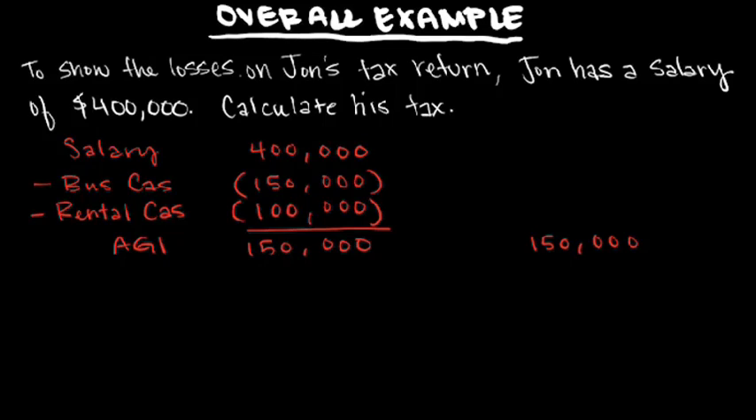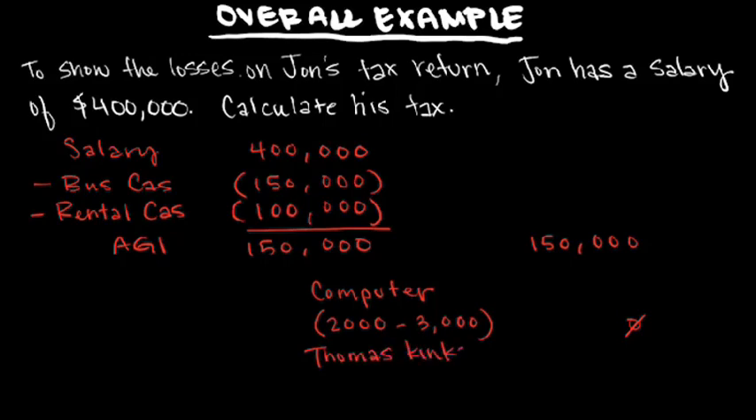The first is from his computer. We know that we could take a loss of $2,000, but it is subject to a 2% of AGI limitation. 2% of AGI is $3,000, and therefore he does not get to take a loss for the computer as a result of it being treated as a miscellaneous itemized deduction subject to the 2% of AGI limitation. Now, let's take a look at the Thomas Kincaids. Because they are an investment, they are not subject to the 2% of AGI limitation for this miscellaneous itemized deduction. So he gets to take the entire $50,000 loss from the Thomas Kincaids.